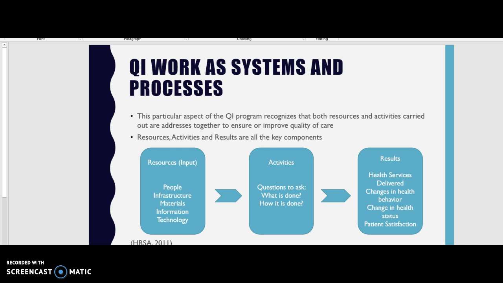This particular aspect of a QI program recognizes that both resources and inputs, along with activities carried out, the processes, are addressed together to ensure or improve quality of care, involving the outputs and outcomes. Resources include people, infrastructure, materials, information, and technology. The next step would include activities, asking questions that include what is done and how it is done. Lastly, the results will occur involving health services and deliveries, changes in health behavior, changes in health status, and patient satisfaction.